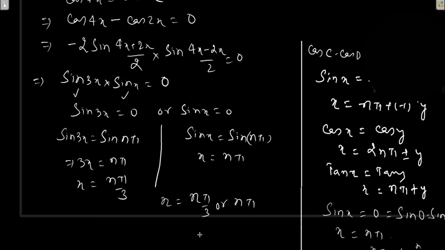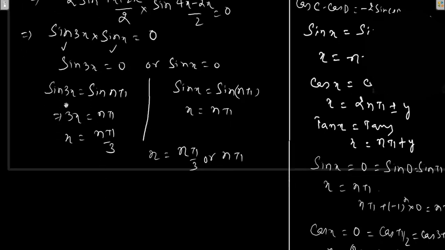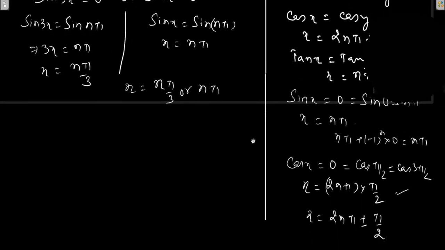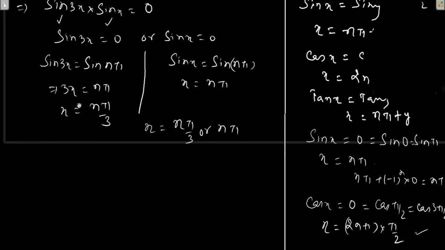Alright. If you have any issue understanding how we got this 3x equals n pi, you can just look at what I have done over here. When sin x equals 0, we just write it like this, n pi plus minus 1 to the power 0, right? Sin x equals 0. And this is what we will get over here, right? So that's the reason whenever we get something like this, we just simply write this is equal to n pi and this is what we get. Alright, hope this is clear.